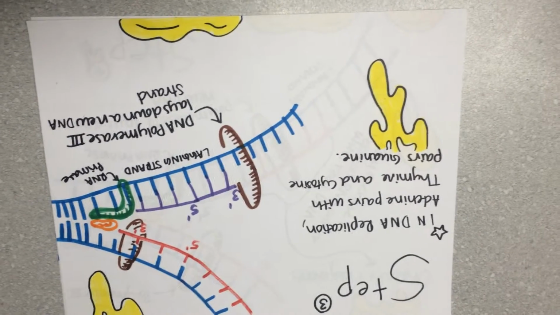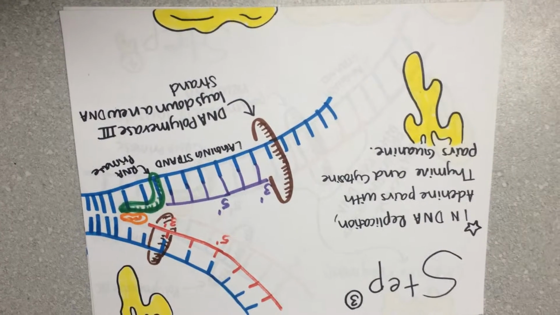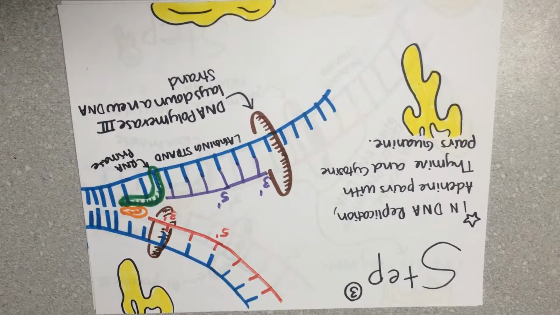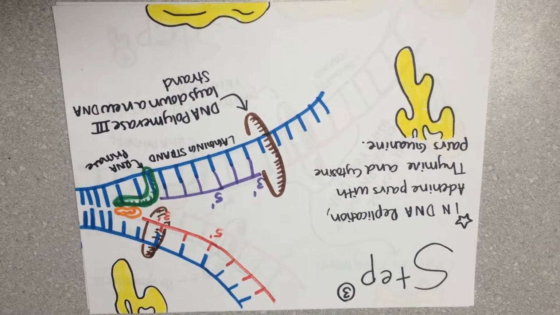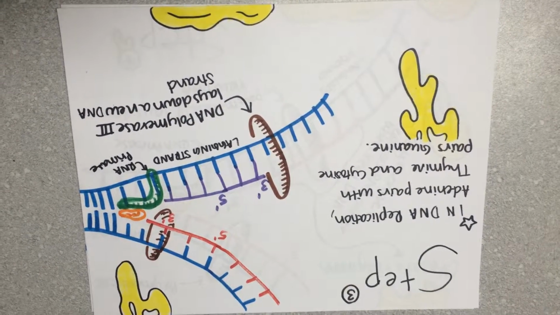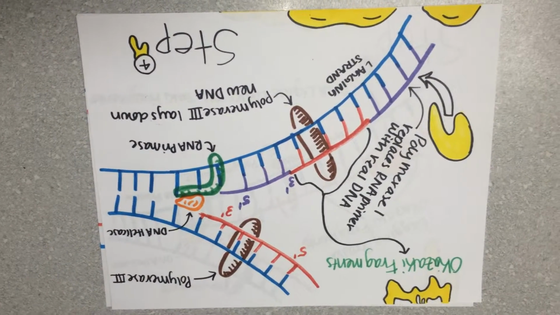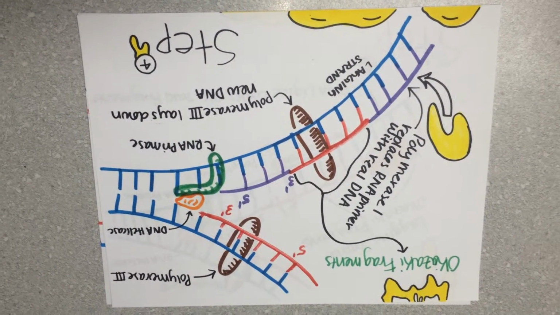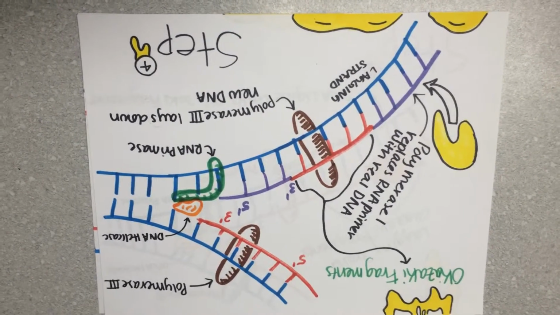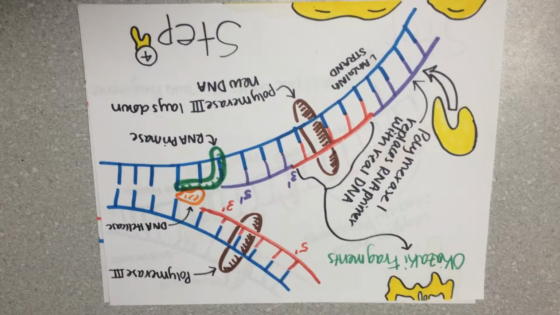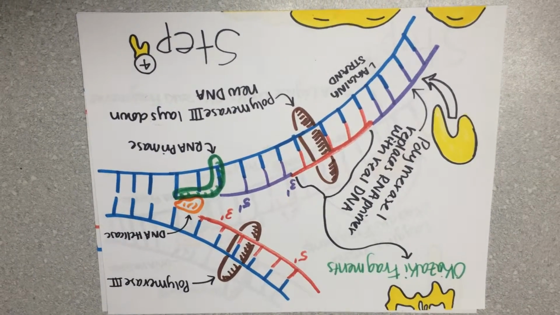In the third step, DNA polymerase III lays down new DNA on the lagging strand. In DNA replication, adenine pairs with thymine and cytosine pairs with guanine. As polymerase III lays down new DNA, polymerase I replaces the RNA primer with real DNA. These fragments of DNA are called Okazaki fragments.